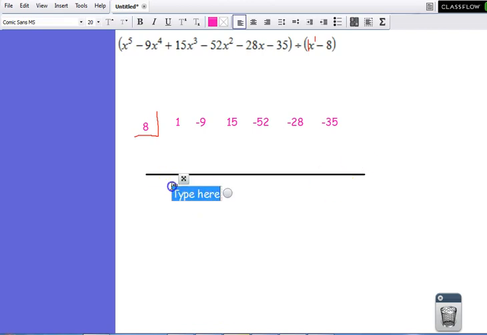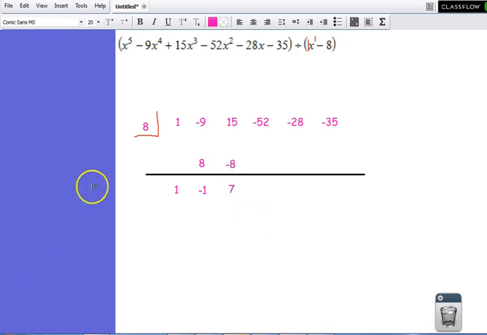So, the first number drops straight down. It's a 1. You multiply that 1 by an 8, you get 8. Add 8 to negative 9, you get negative 1. Multiply negative 1 by 8, you get negative 8. Bring that negative 8 right up here. Then you add 15 to negative 8, and you get 7.